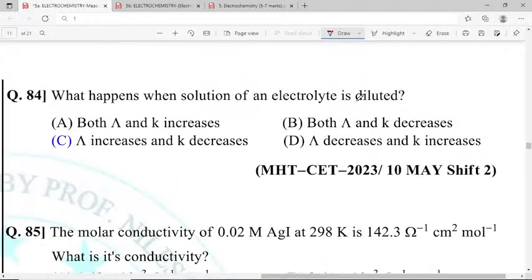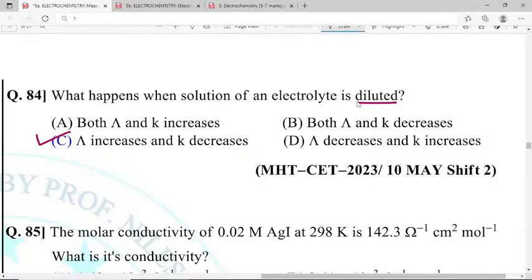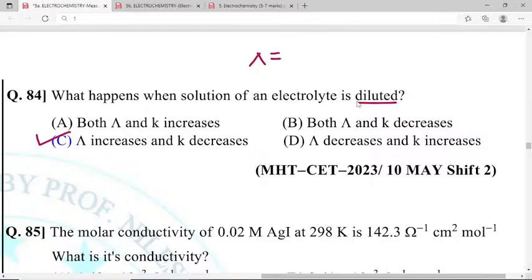What happens when a solution of an electrolyte is diluted? Lambda increases and conductivity decreases. Why? Because molar conductivity is equal to 1000 K divided by C.